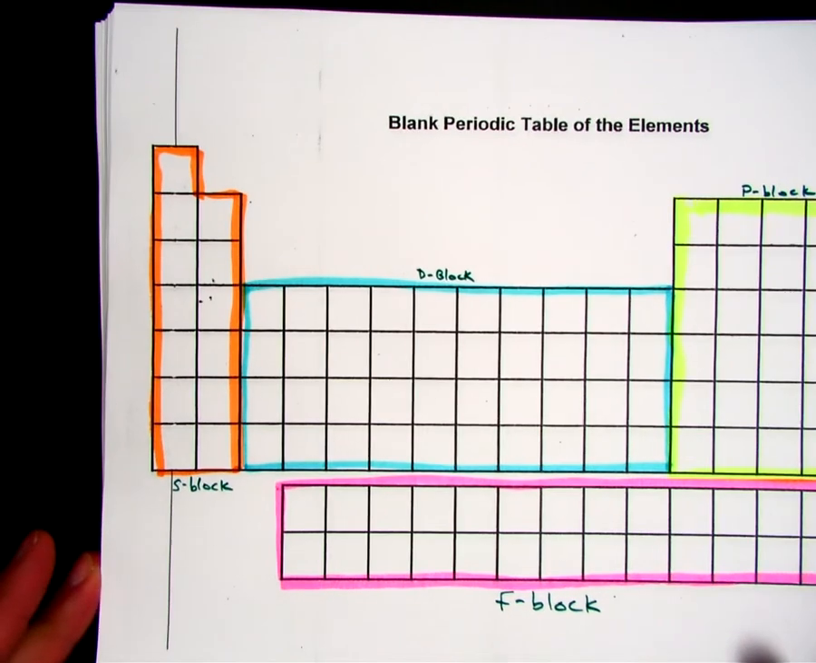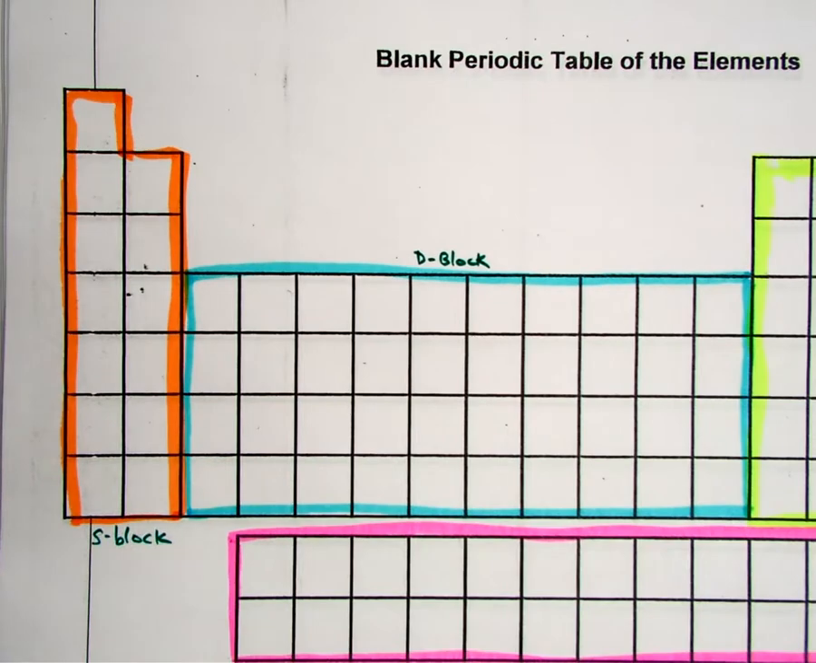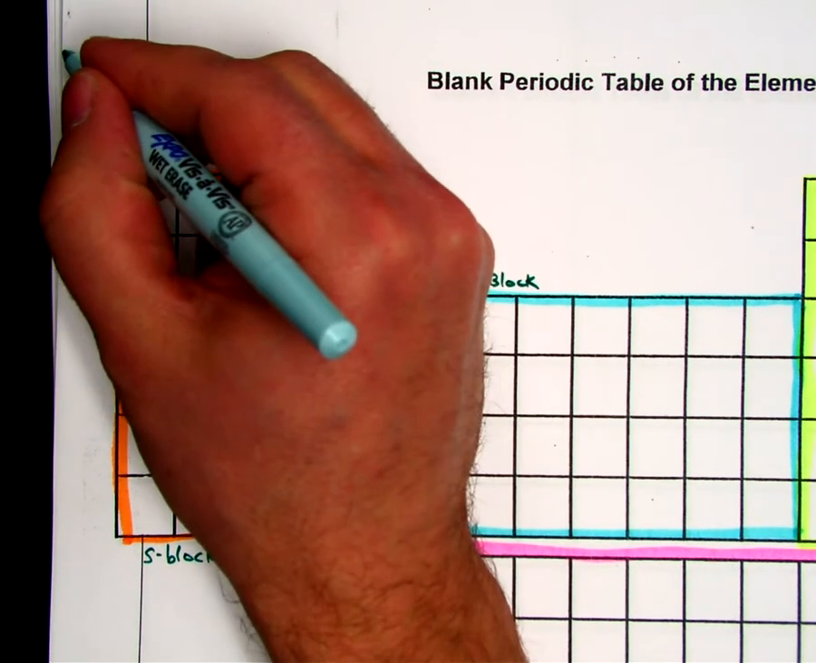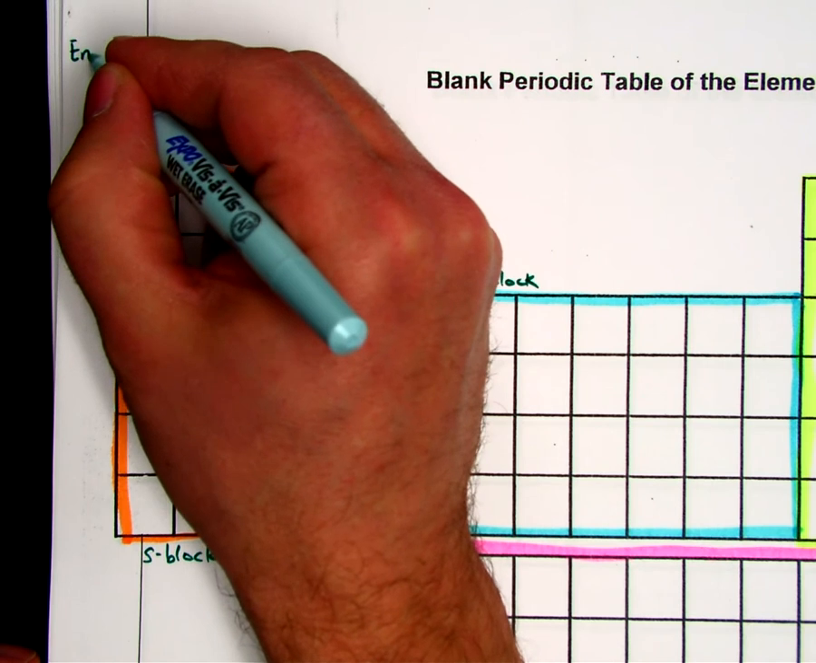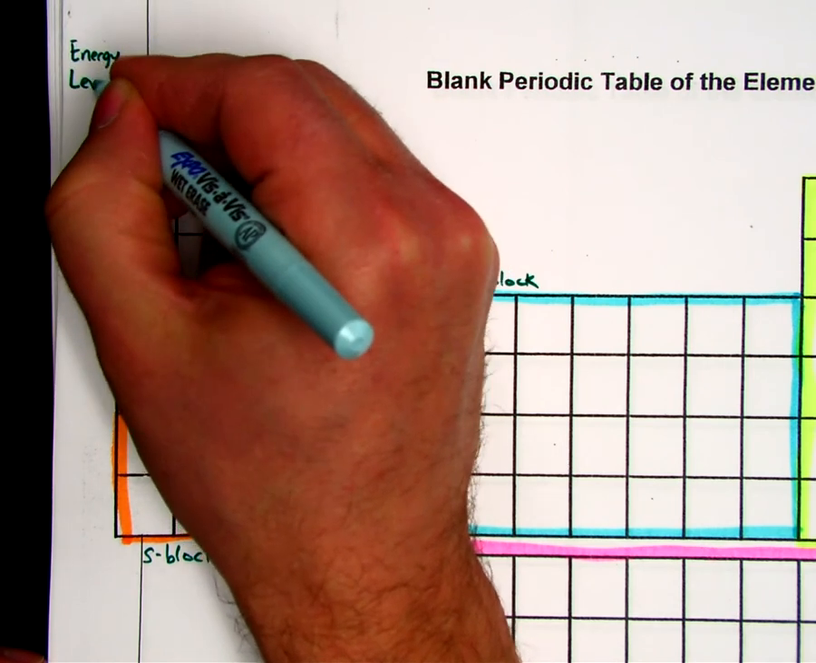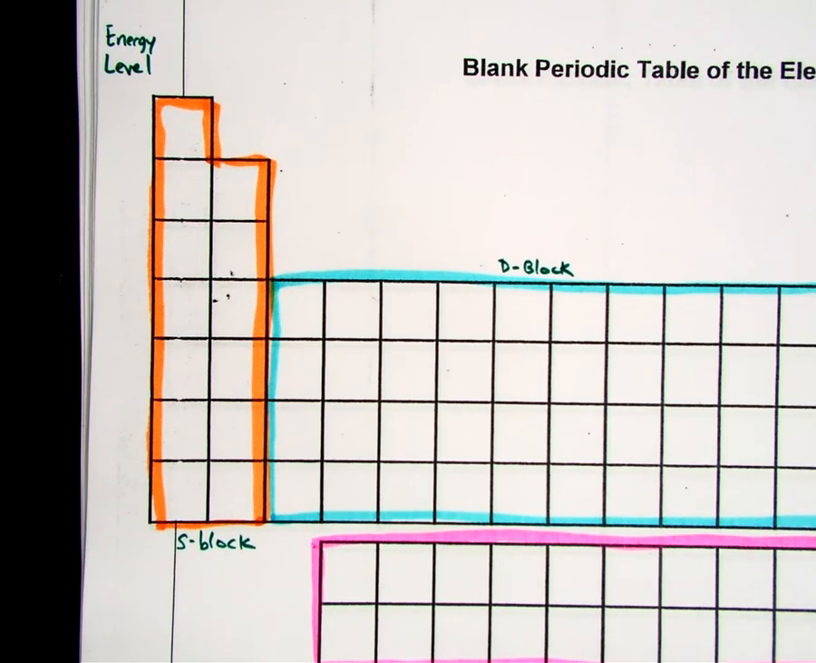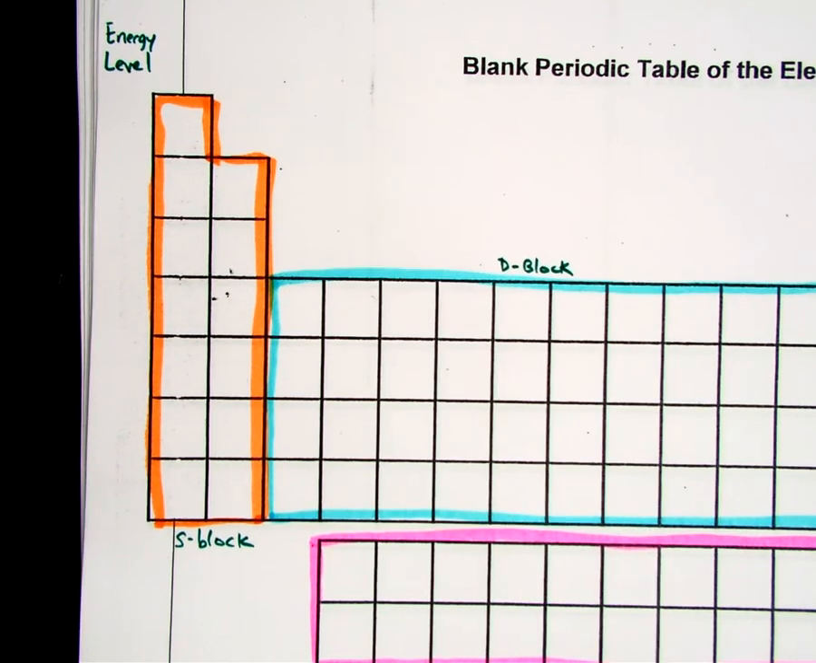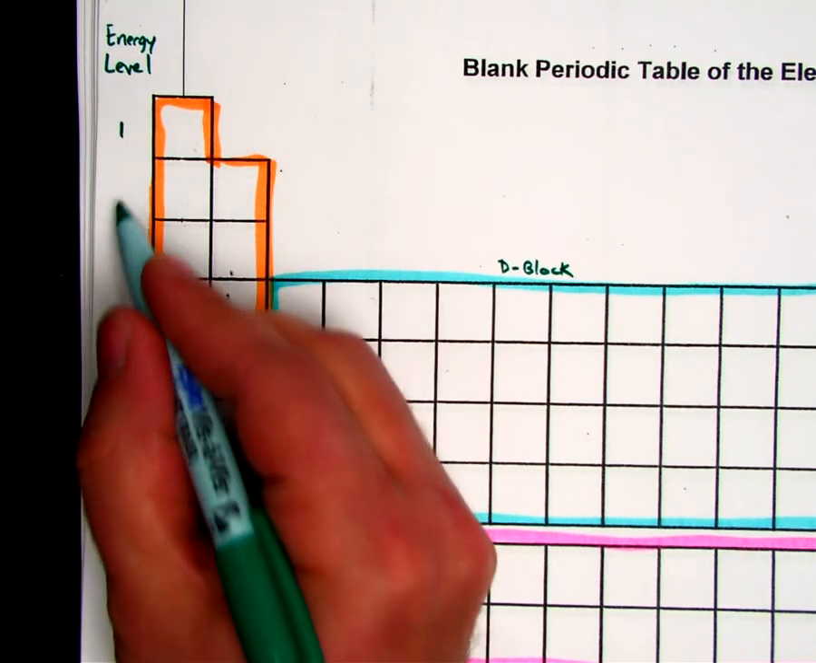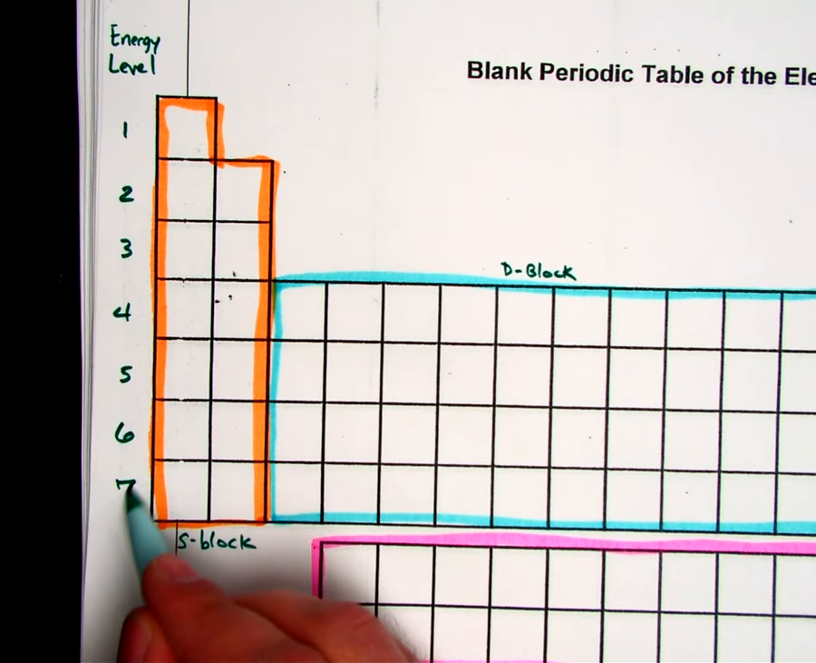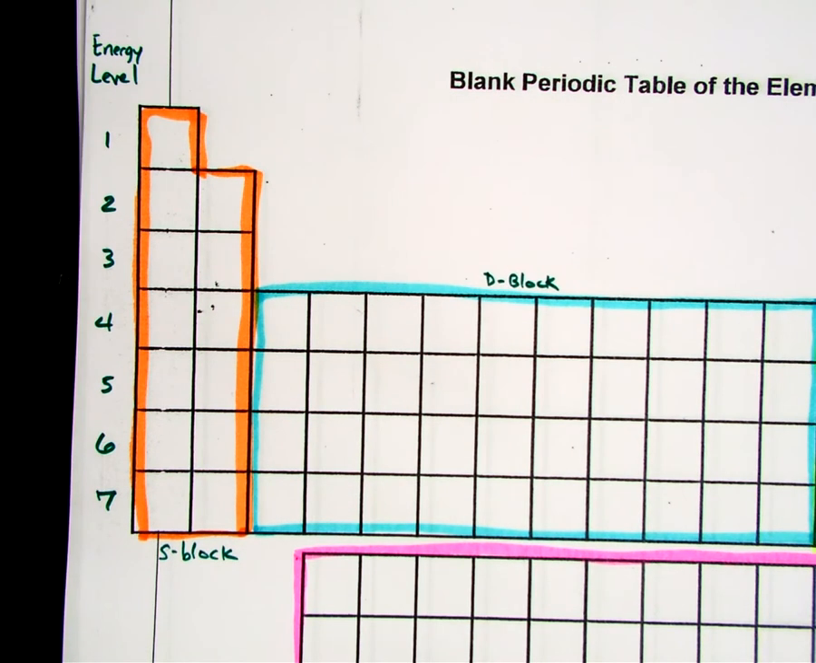I want to focus in on the top left of the periodic table right now, and really to the left of the periodic table in general. And up here, I'm going to write energy level. Energy level. And what I'm going to do is go down the left-hand side of the periodic table, and number the energy levels present in the periodic table. It goes like this. 1, 2, 3, 4, 5, 6. So you have 7. 7 energy levels from top to bottom down the left-hand side. That's going to come into play a little bit later.